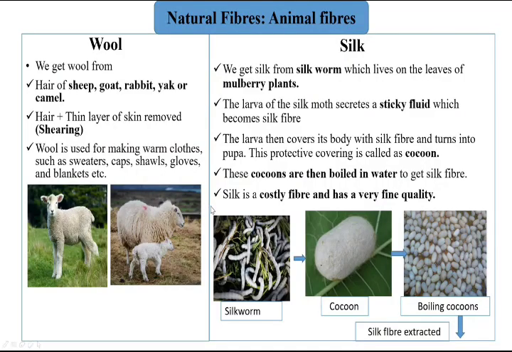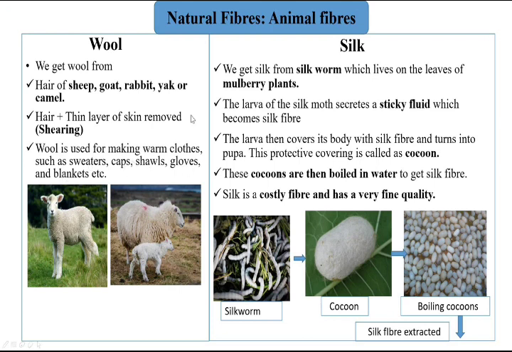Now let's study some animal fibers. Here wool and silk are the animal fibers. We get wool from the hairs of sheep, goat, rabbit, yak or camels. The hair along with a thin layer of skin is removed. That process is called shearing. You will study it in the 7th class. Wool is used for making warm clothes such as sweaters, caps, shawls, gloves and blankets.